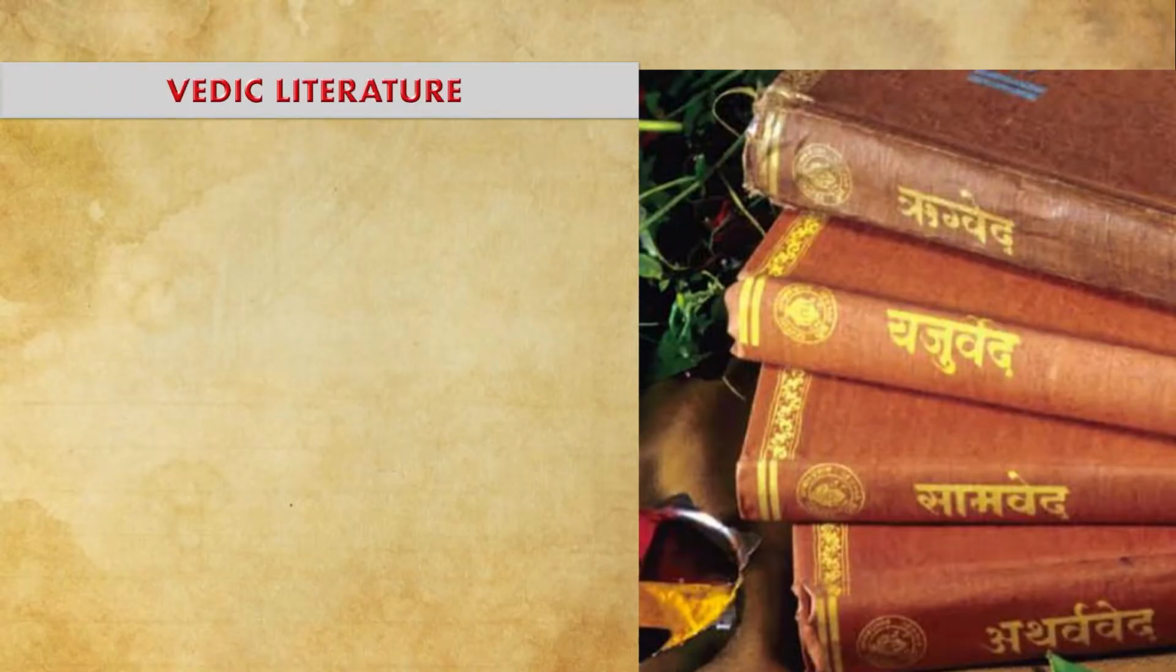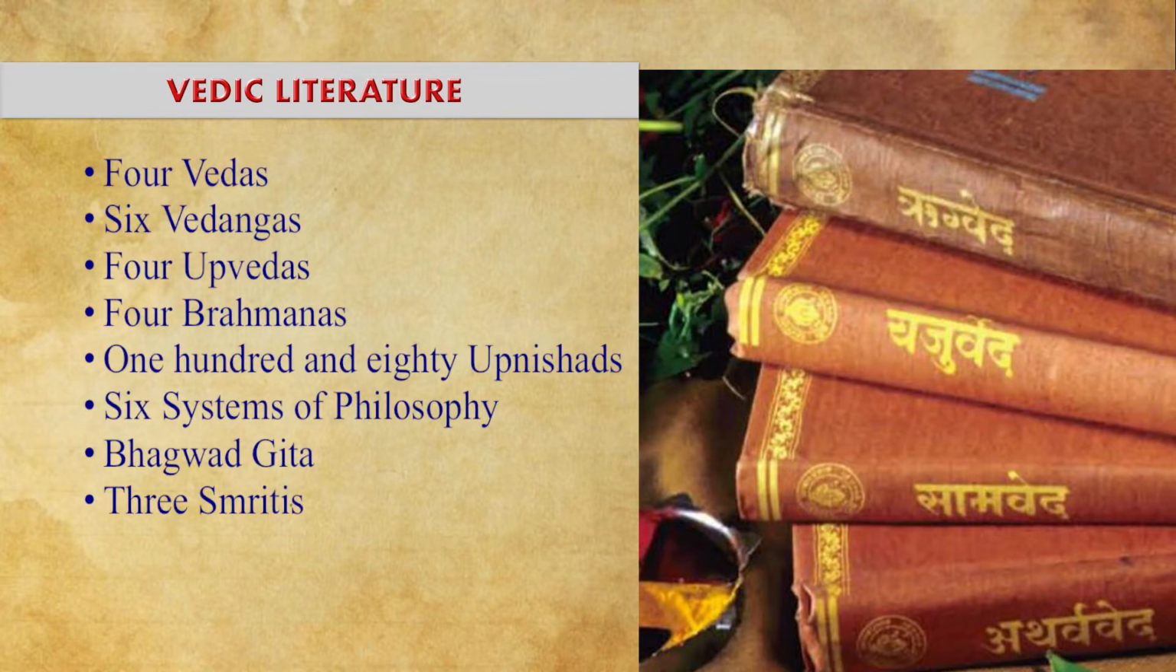So, let us see what was the literature which consisted the Vedic literature. Vedic literature consisted of 4 Vedas, 6 Vedangas, 4 Upavedas, 4 Brahmanas, 180 Upanishads, 6 systems of philosophy, Bhagavad Gita, and 3 Smritis. So this was all which was there in the Vedic literature. So you can understand our literature, how rich it was. Now let us see what were the aims and the objectives of Vedic education.